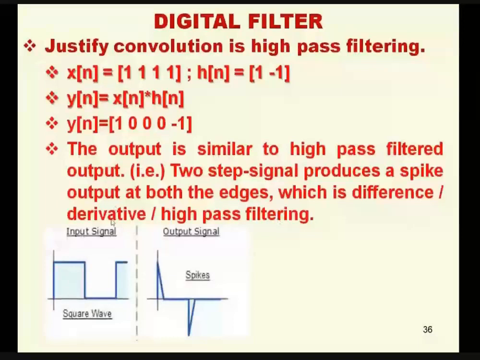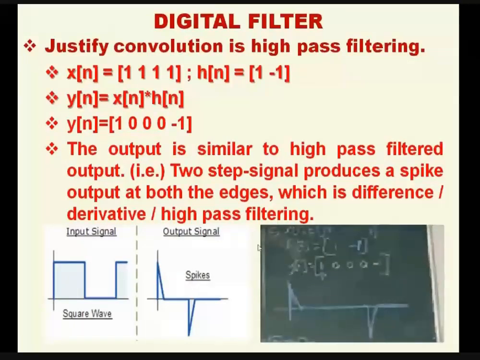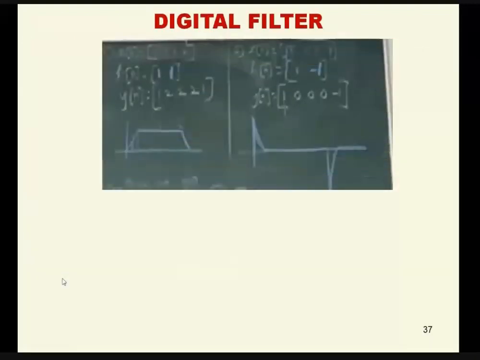So here, this is the input signal and this is the output signal, which we have seen in the analog low pass filter. But here also, the input is 1, 1, 1, 1, which is again like your square wave input, and h of n is 1, -1, which is similar to your resistor and capacitor, and the output is something like 1, 0, 0, 0, -1. When I plot this, I'm getting a high pass filtered output. Wow, this is the magic of digital filters. This is the time for us to celebrate digital filters.